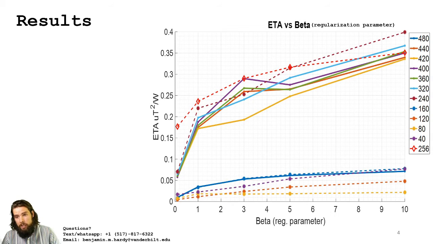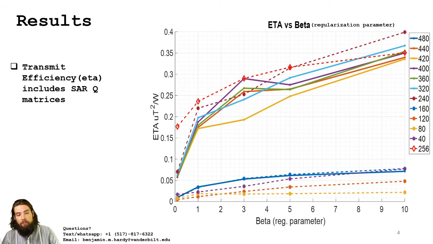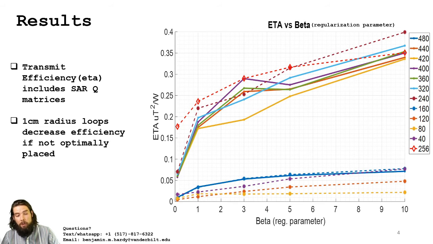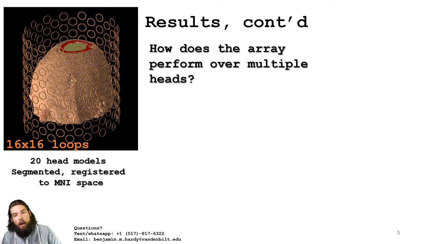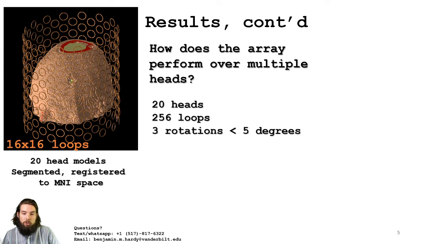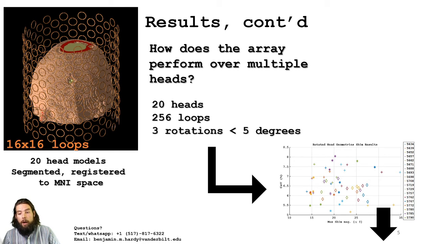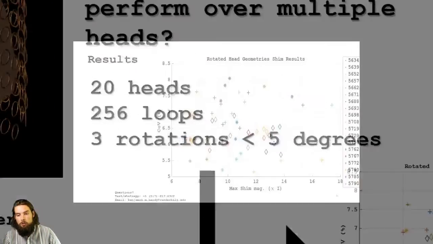Looking at transmit efficiency, which is denoted as eta in this graph, we can see that the 1 centimeter radius loops decrease efficiency in some of the models, especially in the 480 element array, although the 256 element array beats them all. Another thing we wanted to take a look at was, does this particular array, the 256 array, perform over multiple head models? So using 20 in-house registered head models and 3 angles for each of them, I shimmed all of them, and we'll take a look at those results here as well.